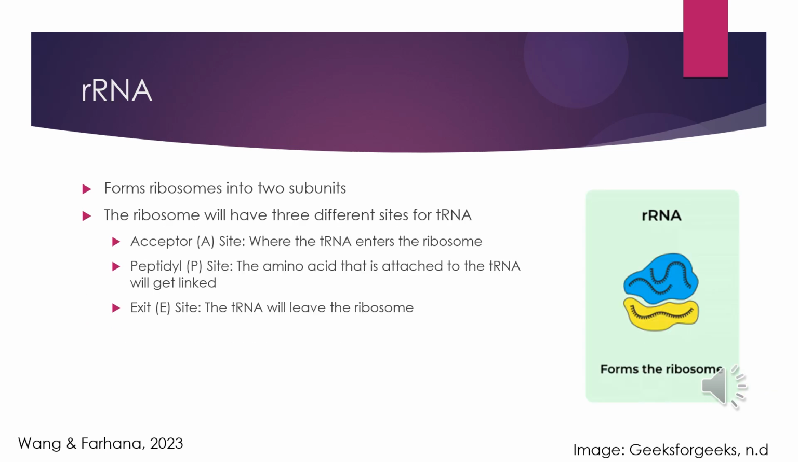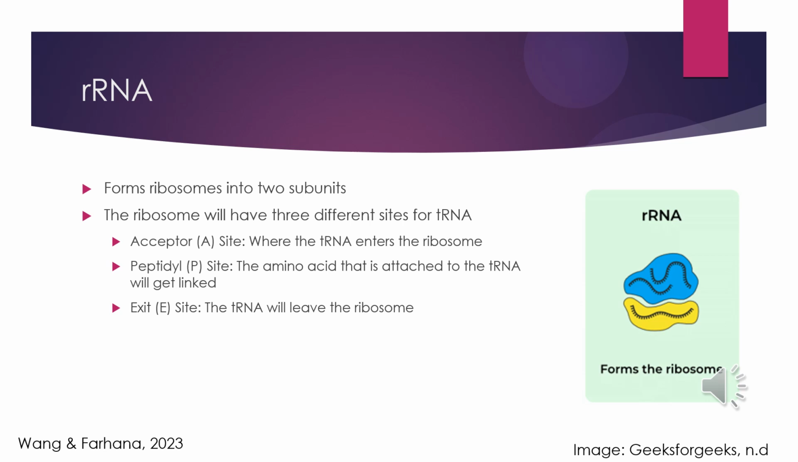And our last form of RNA is rRNA, or ribosomal RNA. That's just because it is what makes up the ribosome. And you'll see over here on our image on the right that there are 2 different subunits. The ribosomes will have 3 different sites within this subunit for the tRNA. The site names are the first letter of what is actually occurring at each of the sites.